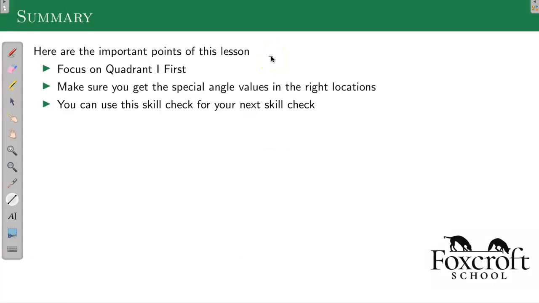All right, but again, you've done this a few times already. Focus on quadrant 1 first. Get those special angles in the right values in the right place, using whichever method you want to do. And then this skill check is kind of the difficult part. You can use this for your next skill check.